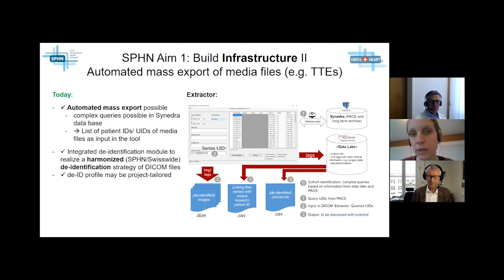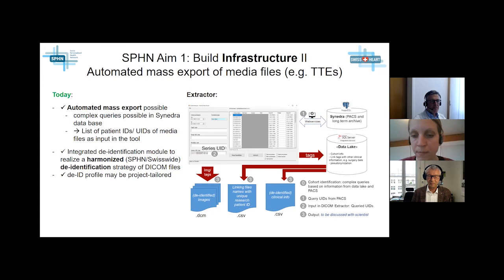Another advantage of this, as we call it, Synodra extractor, is that it has an integrated de-identification module, which adheres to acknowledged international guidelines on de-identification, namely the basic de-identification profile from NEMA.org. So this is linked up on export. The files can already be de-identified in a very standardized way. However, a project-specific tailoring of this de-identification is of course still possible.